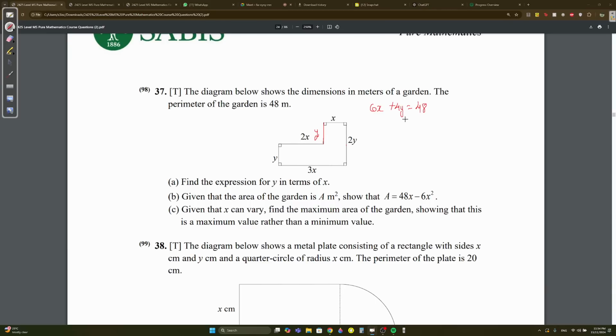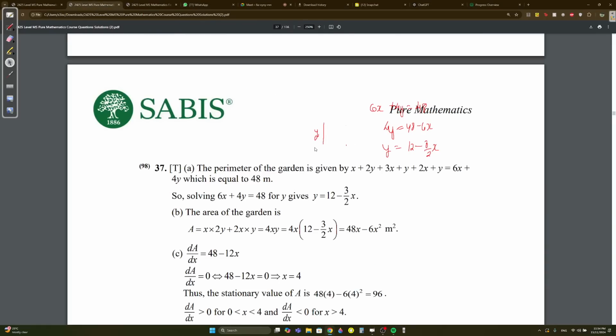So I'm going to solve. I'm going to get 4y is equal to 48 minus 6x. And I'm going to divide now by 4. I'm going to get 12 minus 3 over 2x. Okay, just divide by 4 on both sides. I was checking the answer key, and yeah.